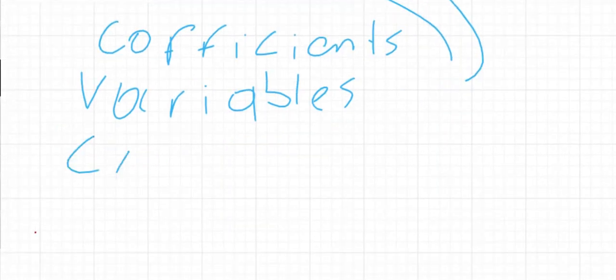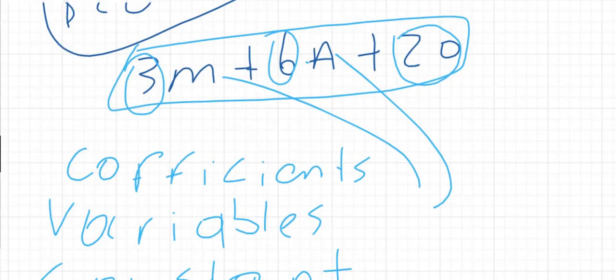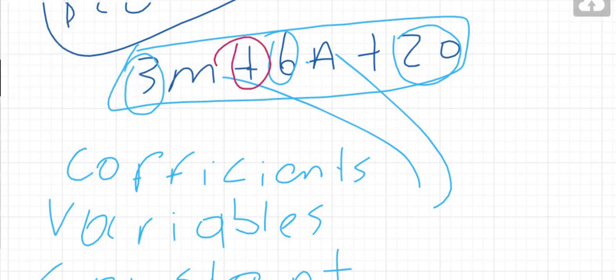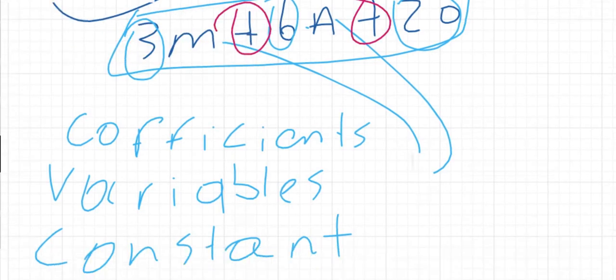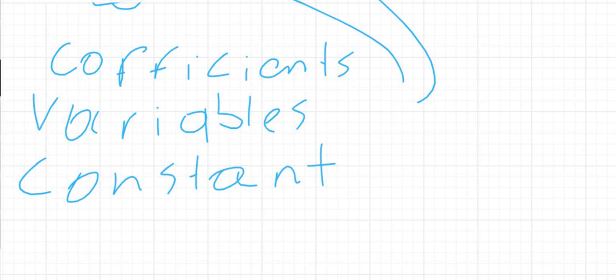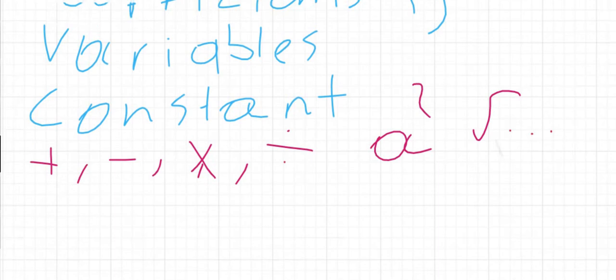So let's write constant. We're also seeing in this expression mathematical operations like plus or addition. So in an algebraic expression, we have mathematical operations such as addition, subtraction, multiplication, division, a square, or even a square root, and the list goes on.